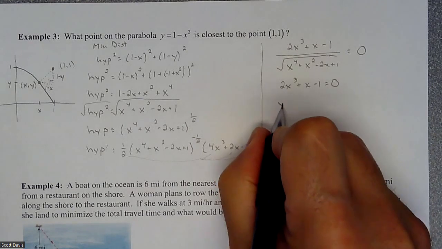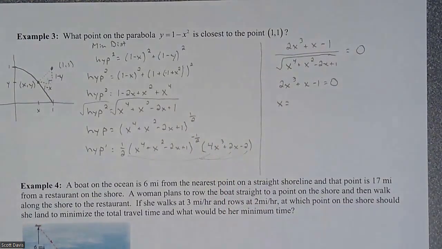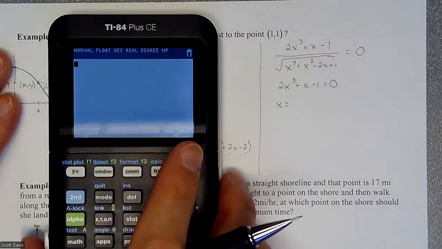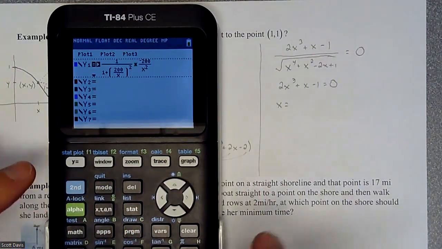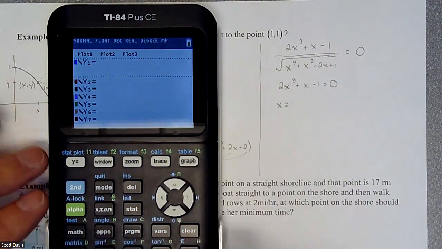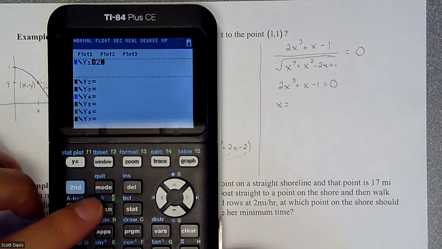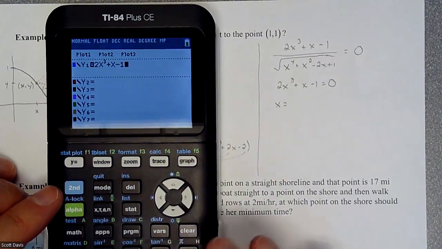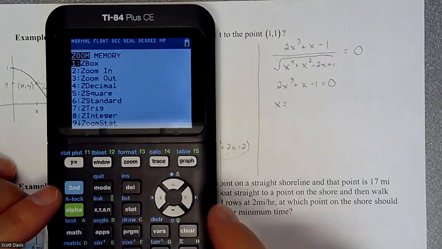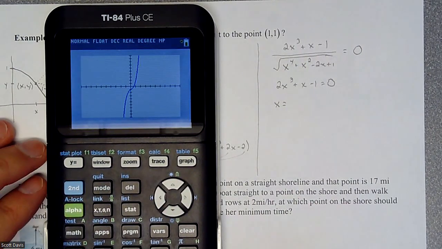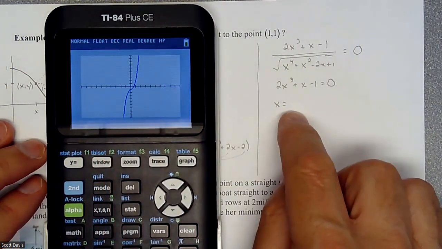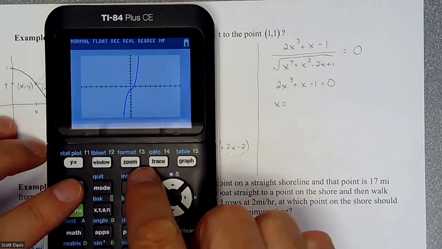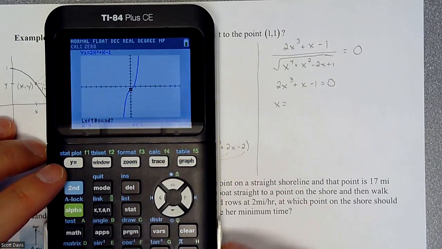So we have a method that we can solve these types of equations. No problem, we can graph it. If we graph it, we're looking for x-intercepts. So let's take 2x to the third plus x minus 1, and if we graph it, let's do a normal window. We have one x-intercept, so we're going to get one solution out of that. And so let's find our x-intercept.